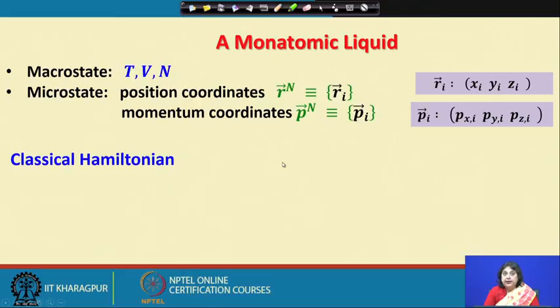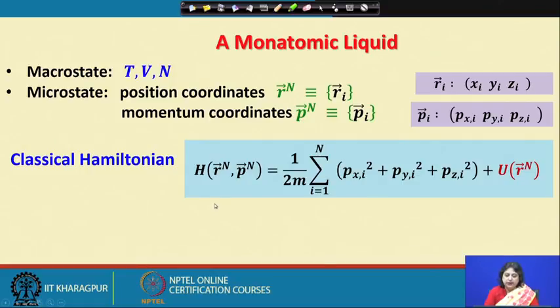Then, using the standard description of classical mechanics, I will associate with a system having capital N particles in the canonical ensemble 3N position coordinates and 3N momenta coordinates, and I will write down the classical Hamiltonian in terms of these position and momentum coordinates. But the interesting point is that a liquid is an interacting system. Therefore, I will have a non-zero contribution of the potential energy, which depends on the configuration, or the position coordinates, of all the N atoms present in the system.